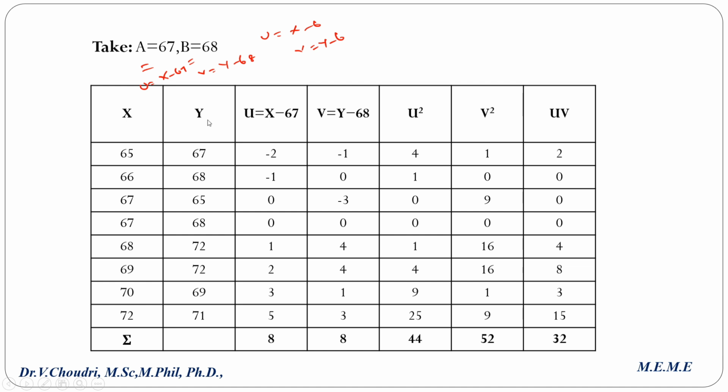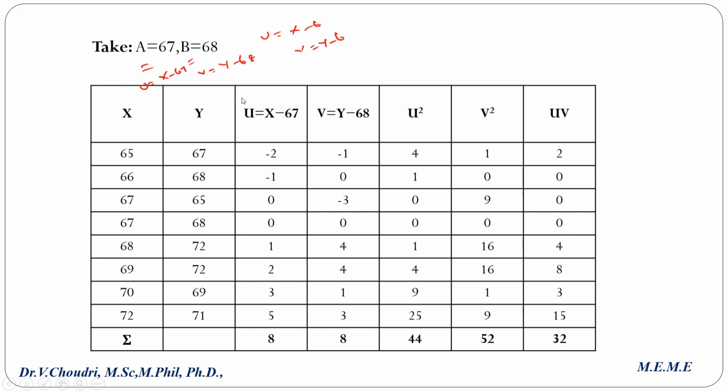See, x and y are given. U equals x minus 67, v equals y minus 68, and all the two-digit x and y go to single digits. Now find u square, v square. For example, 65 minus 67 is minus 2, 67 minus 67 is 0, like this, 72 minus 67 is 5. See the squares: 4, 1, 0, 0, 1, 4, 3 square value 9, 5 square value 25. Like that for v square, and u into v: minus 2 into minus 1 is 2, minus 1 into 0 is 0, 0 into minus 3 is 0, 0 into 0 is 0, like this for uv.